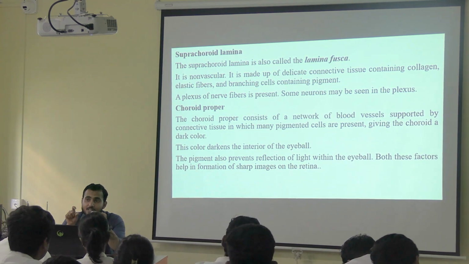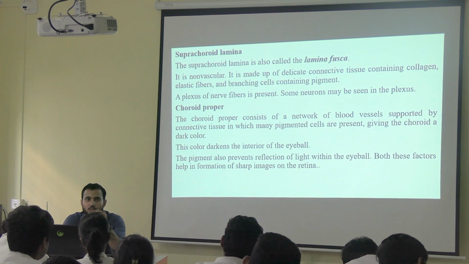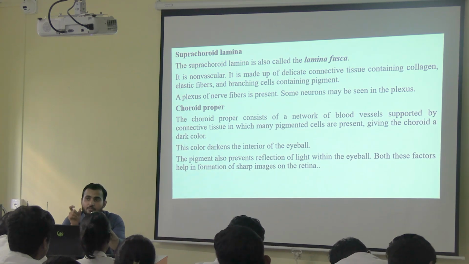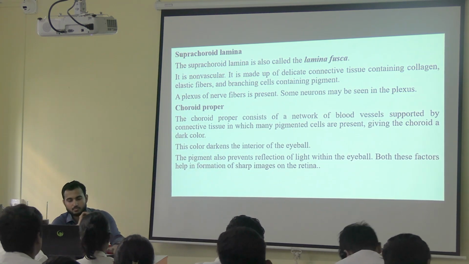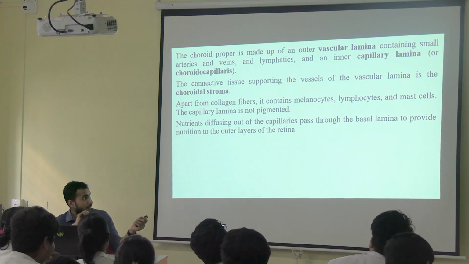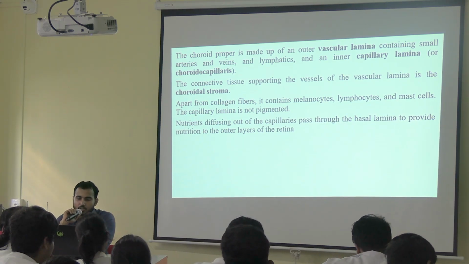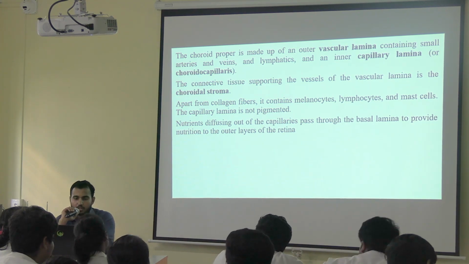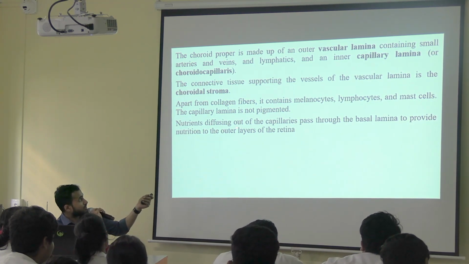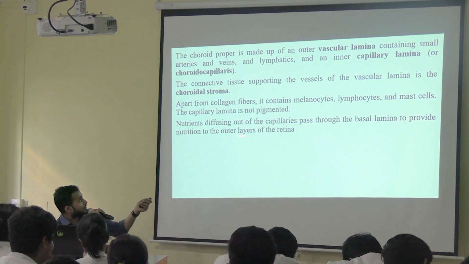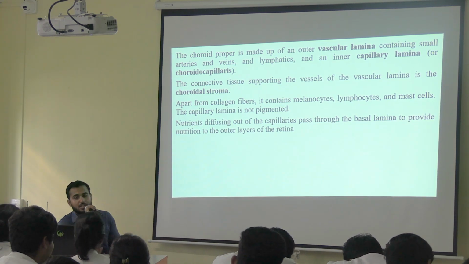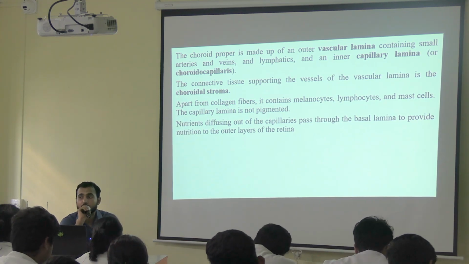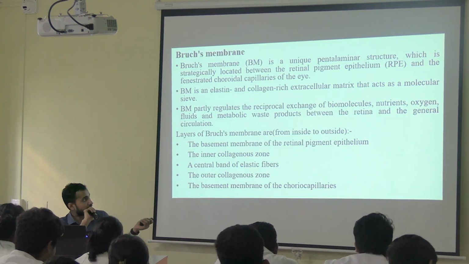For that pigmented cells are given, they will absorb the light. As a result, जो reflection हो भी रहा है, then it will not go and fall into the retina. That's why those pigment cells are given. Okay. So as you can see in the choroid proper, different types of blood vessels are present. Okay. Next, you can see nutrients diffusing out of the capillaries pass to the basal lamina to provide nutrition to the outer layers of the retina. Okay, and this diffusion is taking place through which layer? Bruch's membrane.